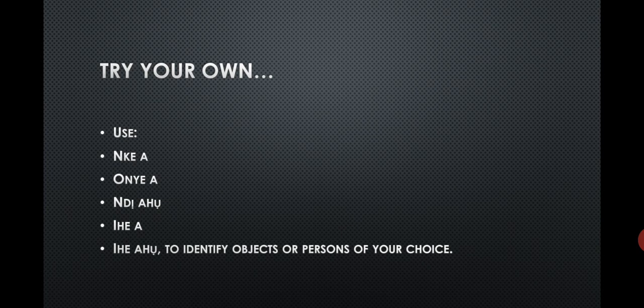So I'd like you to try using nke a, onye a, ndị ahụ, ihe a, ihe ahụ, to identify objects or persons of your choice. Try it now. Don't postpone it. Just say ihe a or nke a, onye a, nke a bụ efere, nke a bụ ji. Try it now. Your perfection in Igbo language is determined by your level of practice. I believe you will do well.